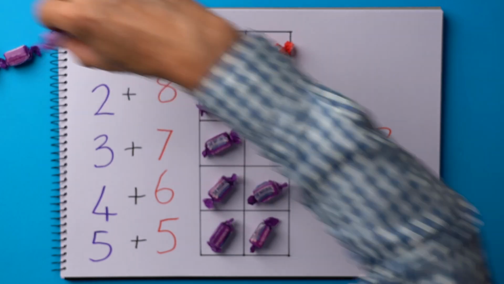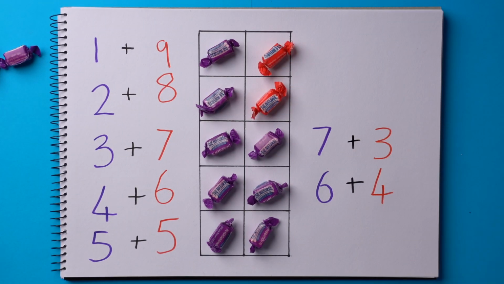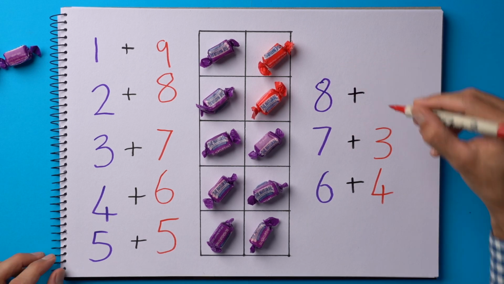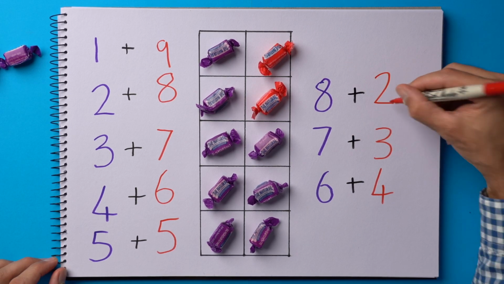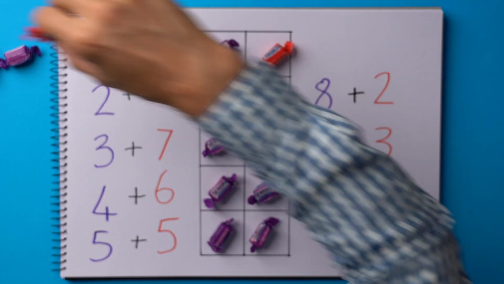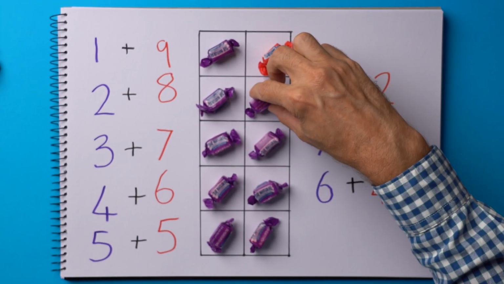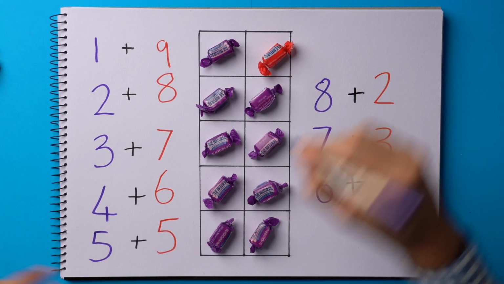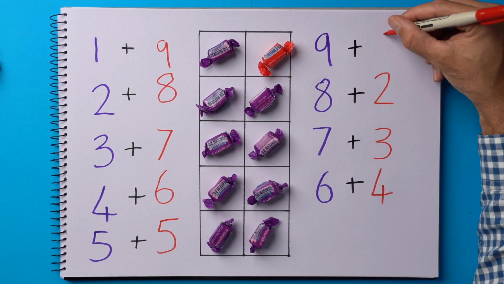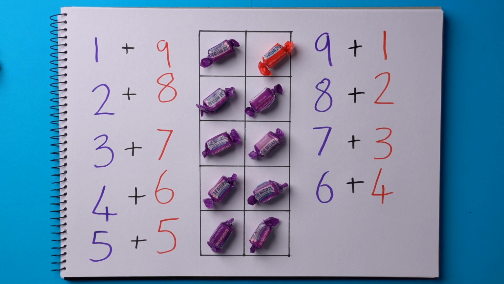We could have 8 grapes and 2 cherries. And we could have 9 grape and 1 cherry. And what we've got there is all the different ways we can make a collection of 10 with a combination of cherry and grape.